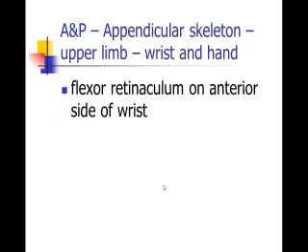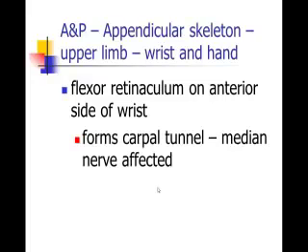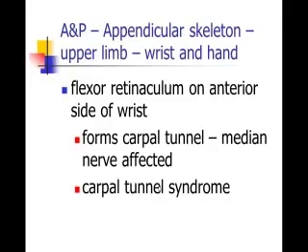Okay. There's a flexor retinaculum. The flexor retinaculum, sometimes called a carpal ligament, goes across the anterior side of the wrist, and that is involved in the problem that people have when they have carpal tunnel syndrome. Okay. So it forms the roof of the carpal tunnel, and the nerve that gets affected during carpal tunnel syndrome is the median nerve. It runs deep to that ligament.